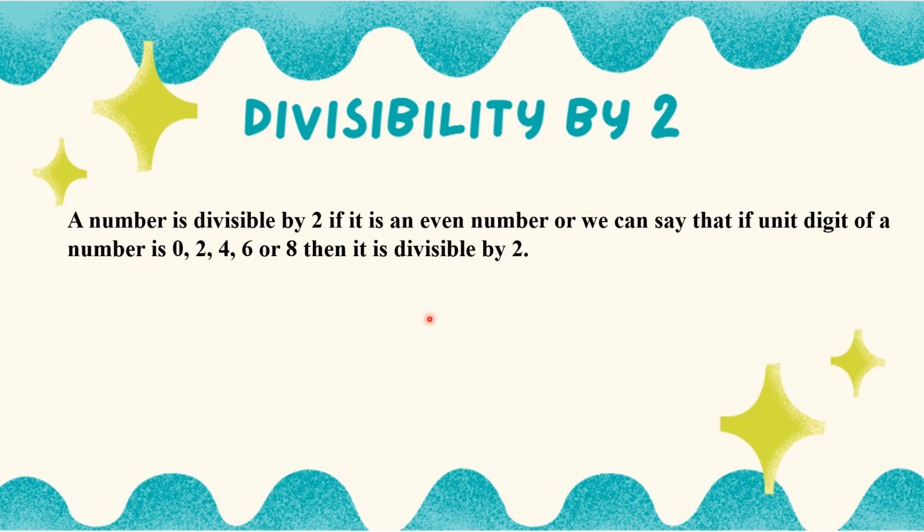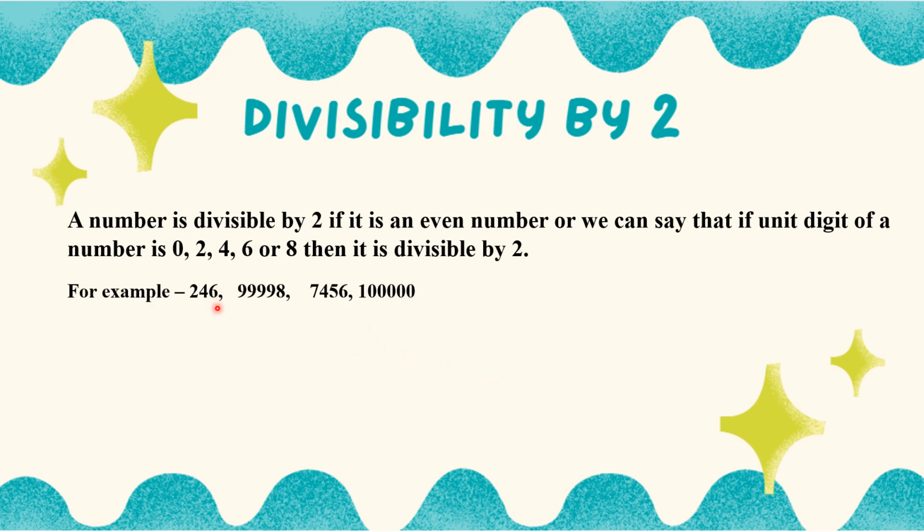Divisibility by 2. Now, how will we check whether a number is divisible by 2 or not? A number is divisible by 2 if it is an even number, or we can say that if the unit digit of the number ends with 0, 2, 4, 6 or 8, then the number is divisible by 2. Let's see a few examples.